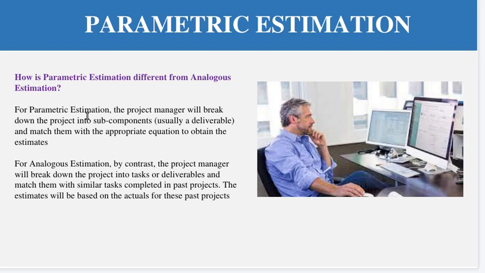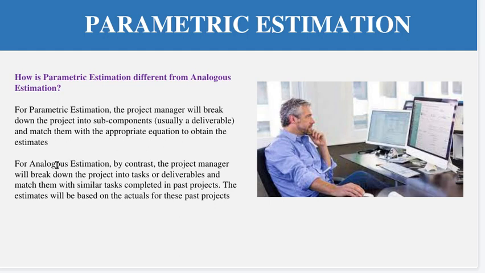However, in parametric estimation, the project manager will break down the project into subcomponents, usually a deliverable, and match them with the appropriate equation to obtain the estimate. Here, friends, one thing to notice: both parametric and analogous estimations are based on historical data. Historical data means the projects which were completed in the past.